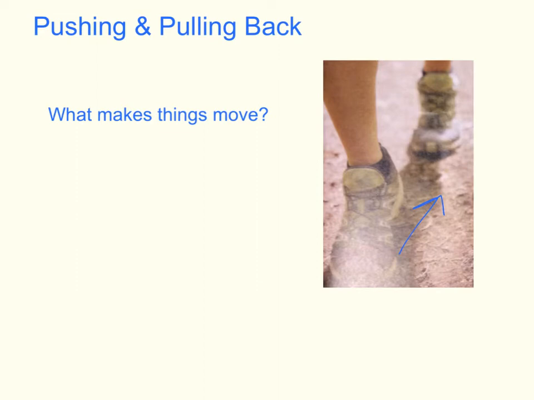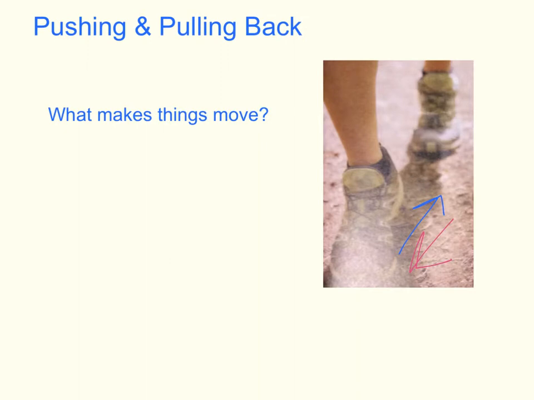We know the only way to get something to move is to have an unbalanced force. So there must be some kind of force acting in the opposite direction to push you forward as you're moving. And that's true of any object. In order for an object to move, there has to be something pushing or pulling them to make them move.